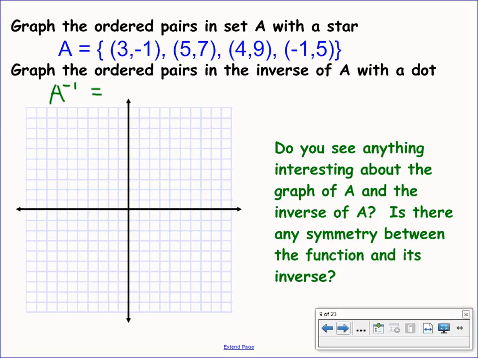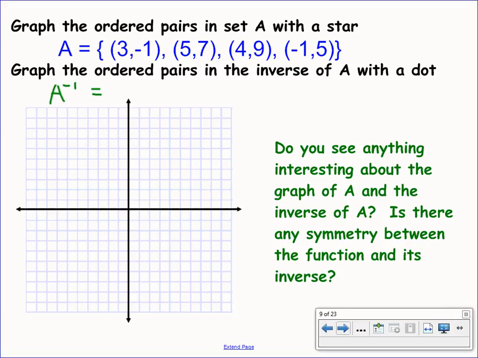I'm going to call it A inverse, and I'm going to put a little -1 superscript there to denote that I'm finding the inverse of A. And so it's not an exponent. I'm not raising to the -1 power. It's just a notation that's read A inverse. It means the inverse of relation A.